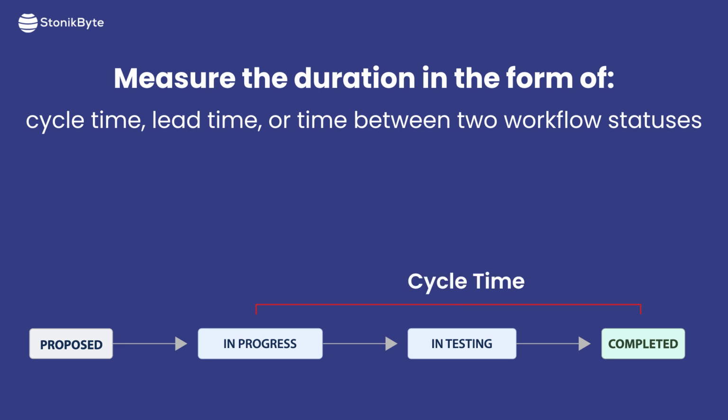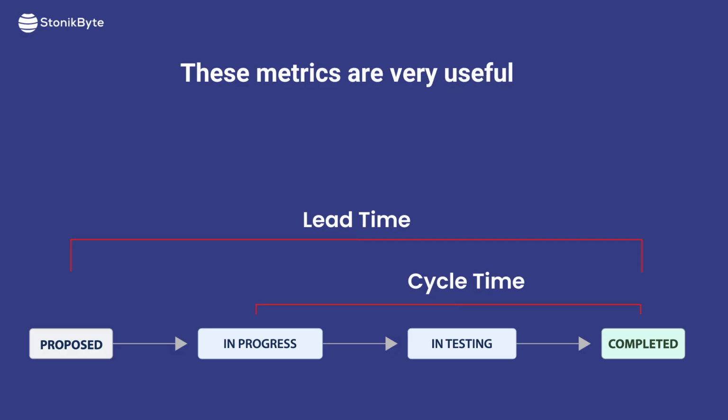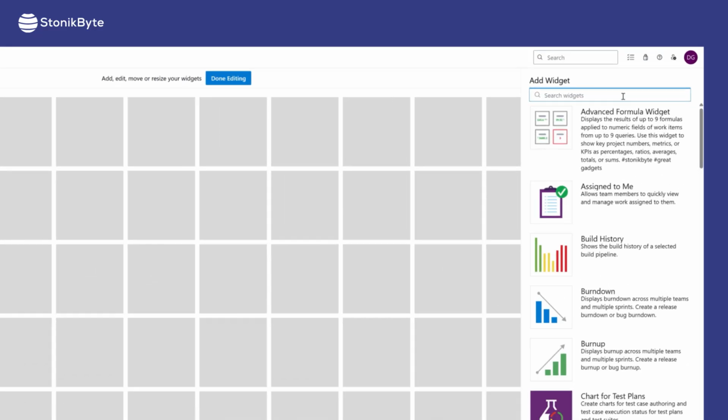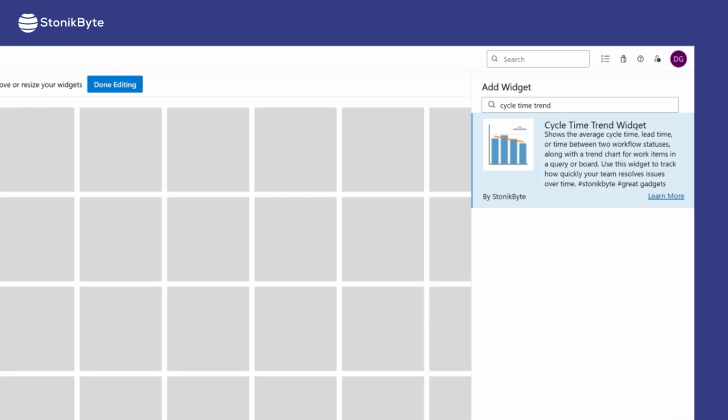Cycle time is the processing time between the moment your team started working on the item and when they marked it as completed. Lead time is the time from when the item was reported to when it was delivered to the customer, so the total time from the customer's perspective. While these metrics are critical in any Kanban project, they are extremely useful in service desk, ITSM, software development, or any operational project. Now let's see how this widget can be configured.